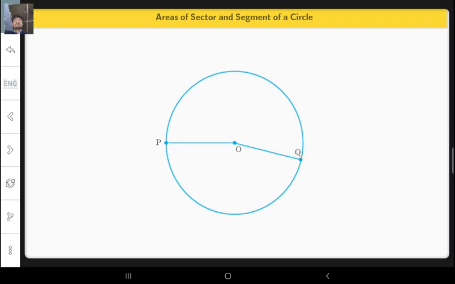The arc with an angle measurement greater than or equal to 180 degrees, or if it forms more than a semicircle, is known as the major arc of the circle.